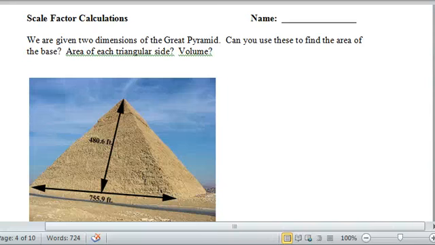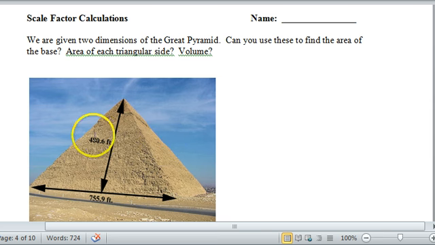Okay, so we're going to be figuring out today what kind of scale factor we need to use for our architectural model of the Great Pyramid. Some of the questions above here, can you use these to find the area? Finding the area of the base, area of the triangular side, and the volume, we'll be doing tomorrow in class. But let's take a look at these dimensions.